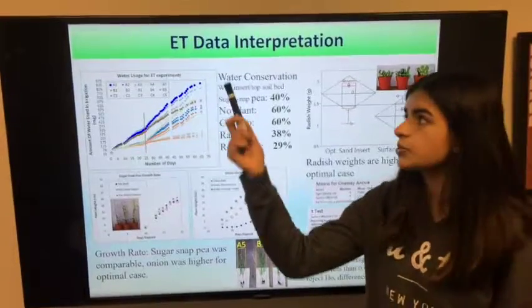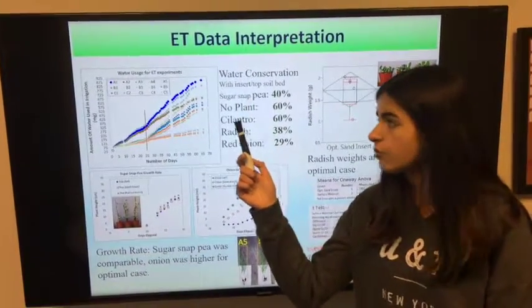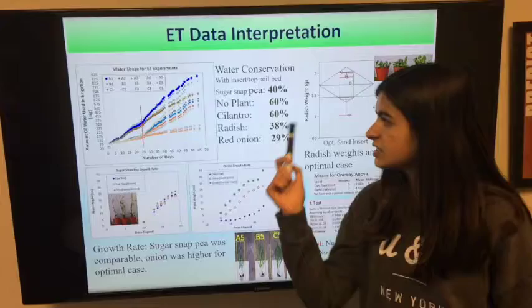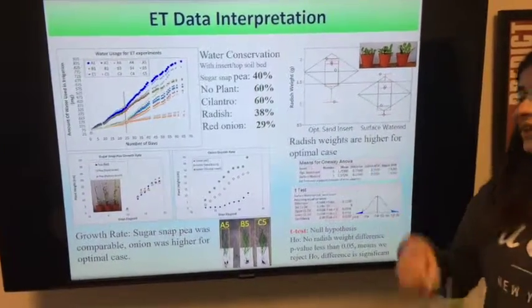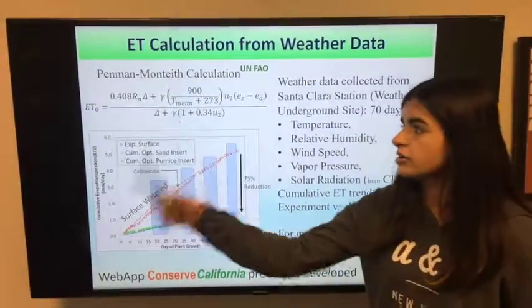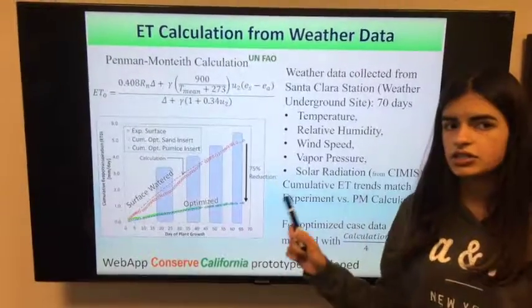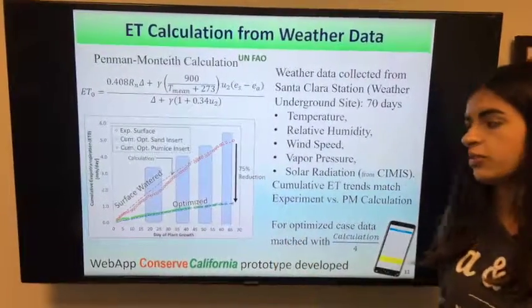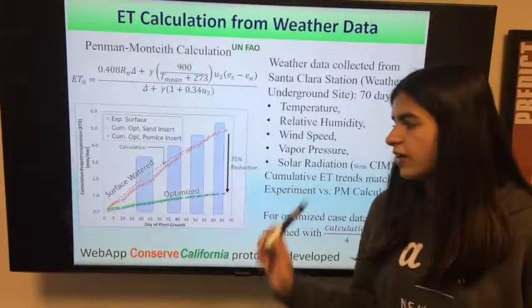For my evapotranspiration data interpretation, the water conserved for different samples was from 29% to 60%, and the radish weights were higher for the optimal case. Using weather data, I input this data into the Penman-Monteith calculation, and I found that the cumulative trend agrees well with calculation versus experimental data. And for the optimized method, there's a 75% reduction.